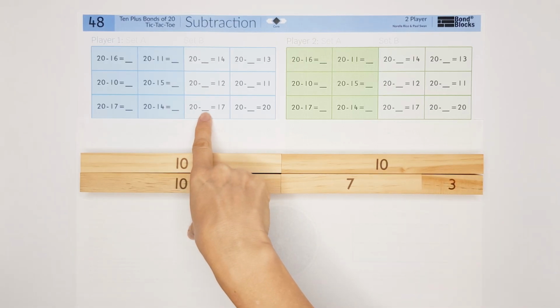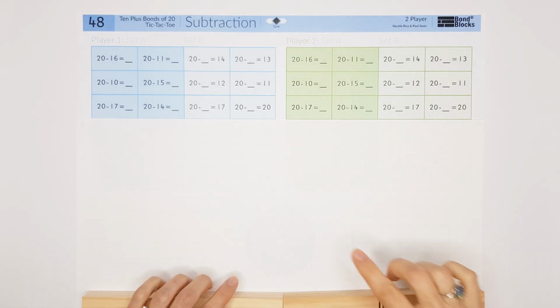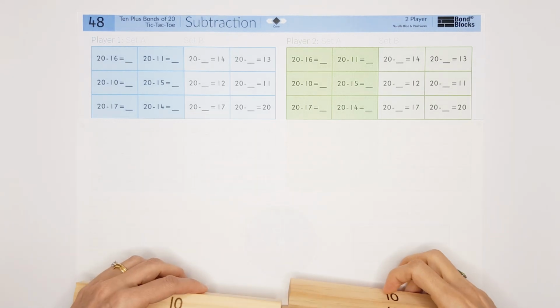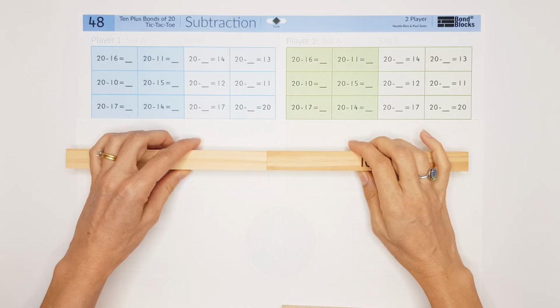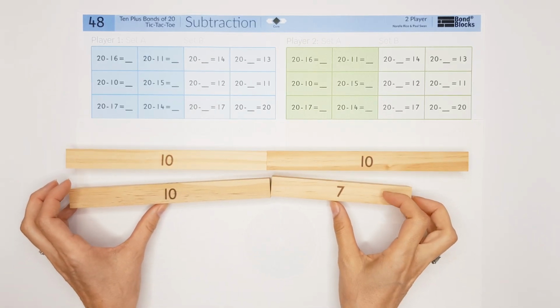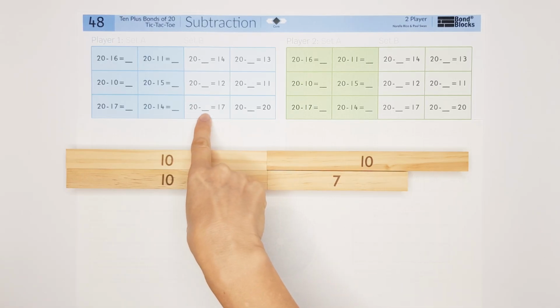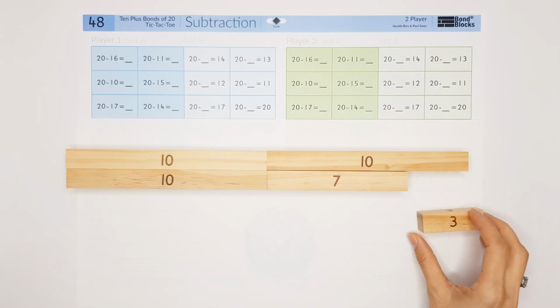It is the same for this equation here. We know the whole of 20. We know the part of 17. And the unknown part here is the part of 3.